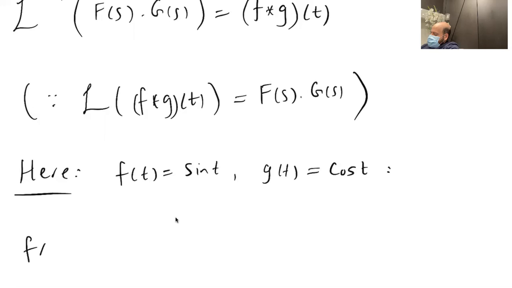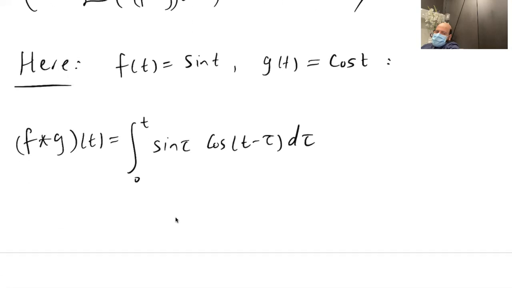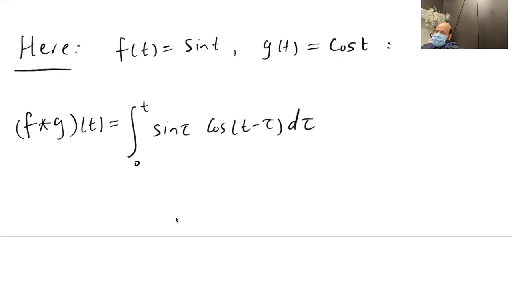So we need to calculate f star g of t, which can be written as the integral from 0 to t of sine tau cos of (t minus tau) d tau. That is f of tau g of (t minus tau) d tau. This is the definition of the convolution of two functions. Now, how can I calculate this integral? I can write it as the integral from 0 to t of sine tau, and then I will have cos of (t minus tau).